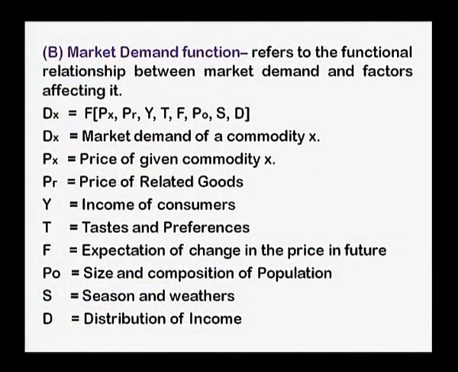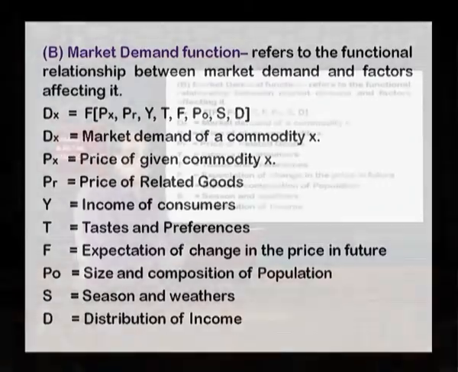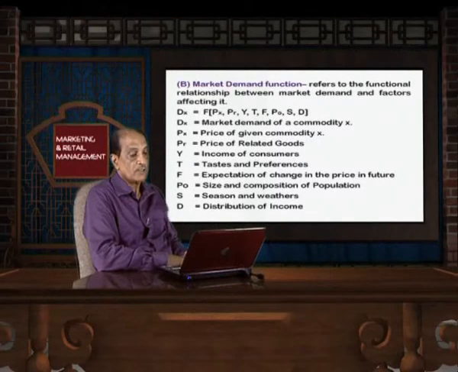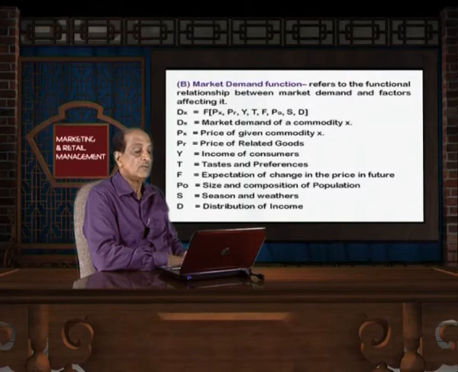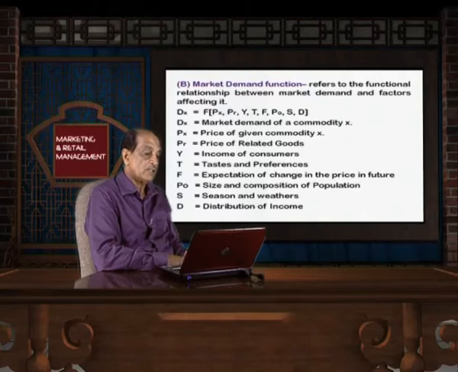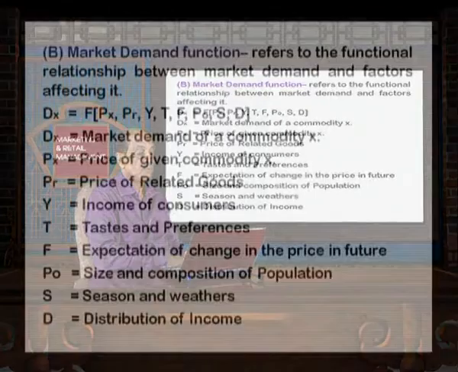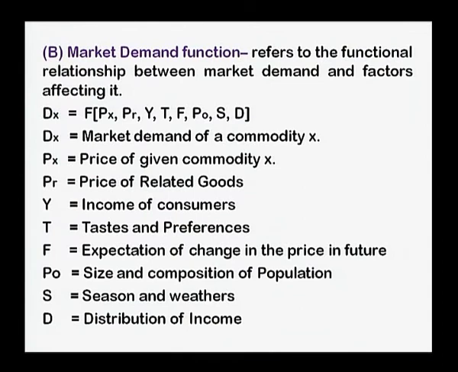Now, what is market demand function? That refers to the functional relationship between market demand and factors affecting it. If we discuss market demand function, then we have to see the relationship of those factors which are going to affect the demand of the market, and the market constitutes all the consumers. So, here Dx is equal to a function of Px, Pr, Y, T, F, Po, S and D.